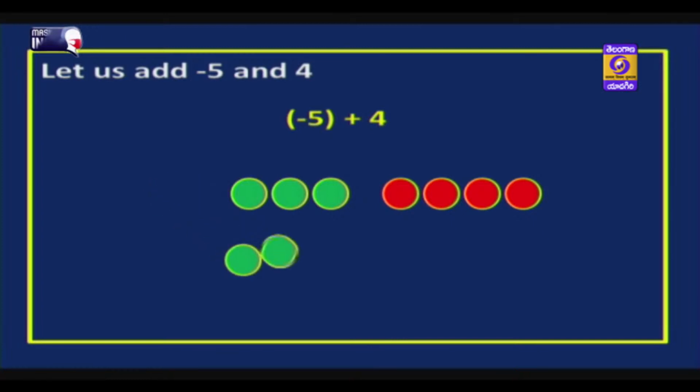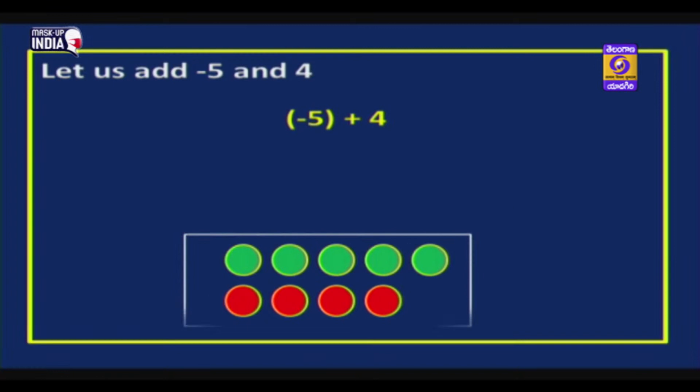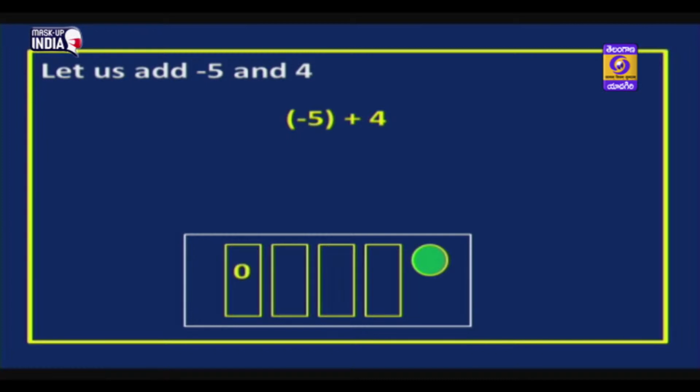So here we have 5 green coins, and we are going to place these 4 red coins just below the green coins. And what do you notice children here? Yes, I am going to get a 0 pair over here. How many 0 pairs are there like that? We have 1, then 2, 3 and 4. So we have 4 0 pairs. That means what actually its value is? Yes, it is 0. Like that you got all these 4 0 pairs.